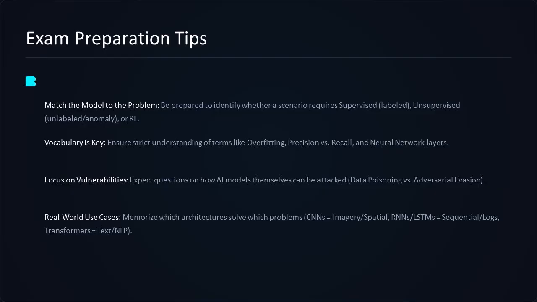Vocabulary is key. Ensure strict understanding of terms like overfitting, precision versus recall, and neural network layers. Focus on vulnerabilities. Expect questions on how AI models themselves can be attacked, data poisoning versus adversarial evasion. Real-world use cases. Memorize which architectures solve which problems. CNNs equal imagery, spatial. RNNs, LSTMs equal sequential logs. Transformers equal text, NLP. Exam preparation tips.